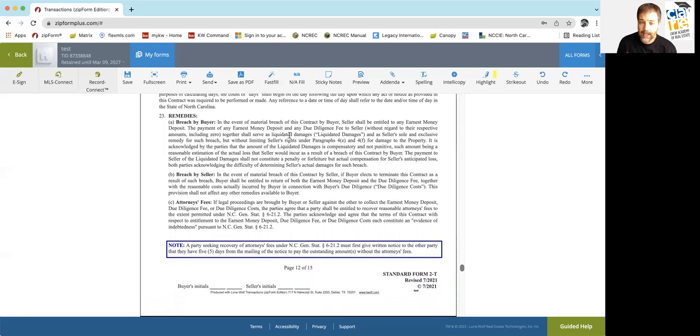In the event of a buyer breach, if the buyer breaches this contract, the seller has the ability to keep their due diligence and earnest money. It basically states that due diligence and earnest money are the entire remedy to a seller in the event of a buyer breach. So if they don't deliver the due diligence money, the buyer breaches, the earnest money and due diligence go to seller. If they walk away the day of closing, the sole and exclusive remedy to the seller is that due diligence and earnest money.